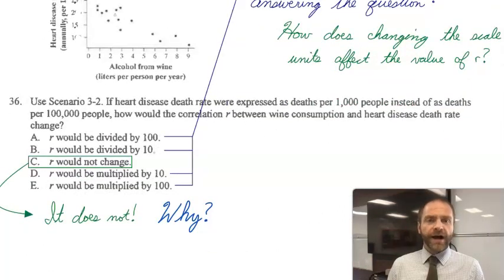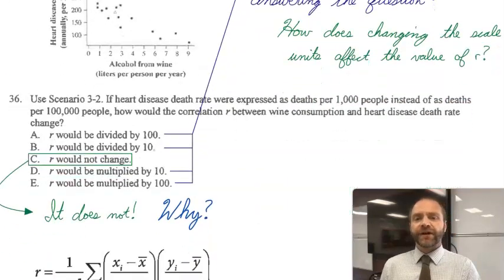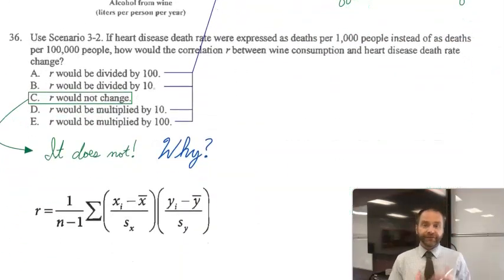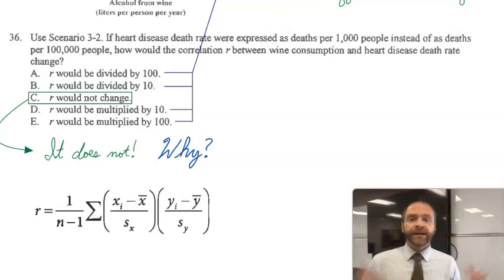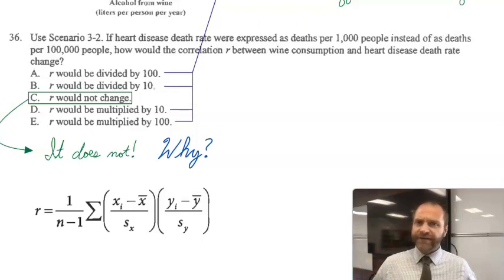Now, another reason why, and this is really important, this will actually help you with one of the other problems on the midterm review packet, is the definition of R. If we look at the formula, which we don't really use, but you have to understand, it is 1 over n minus 1 times the sum of what we observe minus what we expected for the x value, the explanatory, divided by the standard deviation, same thing for the y, the response, multiplied together, and we add all those for every single observation. That's annoying.